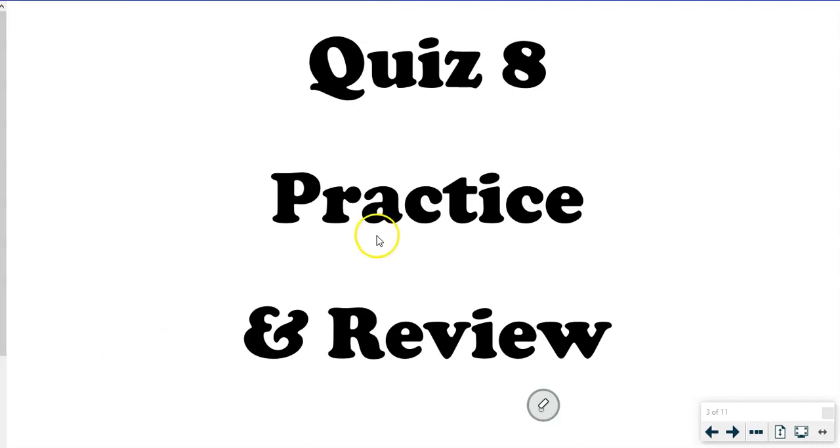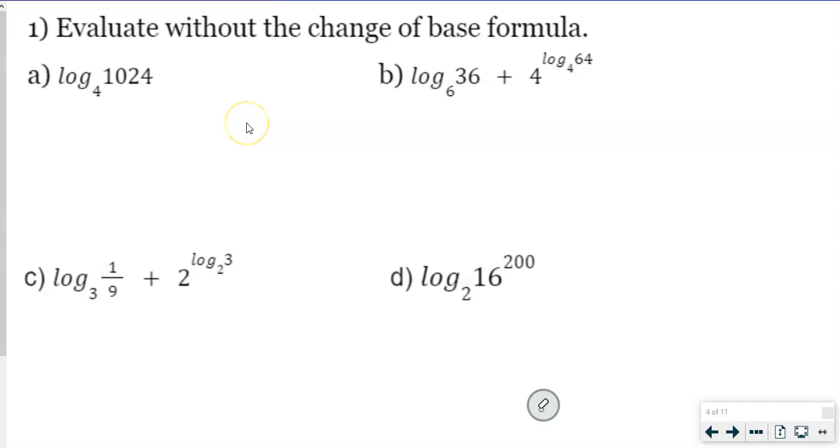So in this video, we're going to go over the practice and review for quiz 8. First of all, number 1 says evaluate without using the change of base formula. So we're going to try to get the same bases with both the log and the exponent. So this is going to be log base 4 of 4. And what we want to think of is, 4 to what power is going to give us 1024? When we do that, we get 4 to the 5th is 1024. And recall again that when our bases are the same, then our answer is 5.